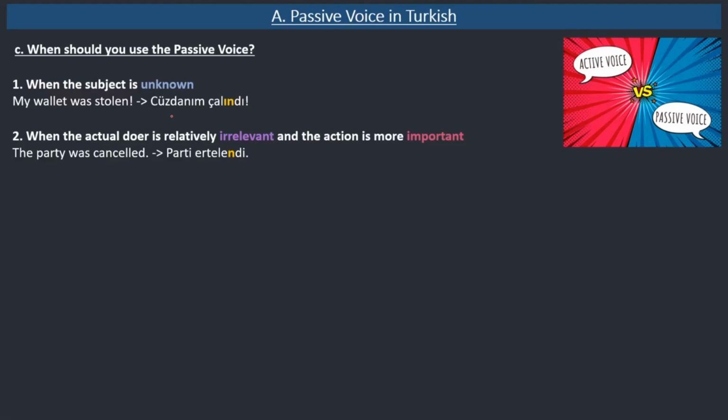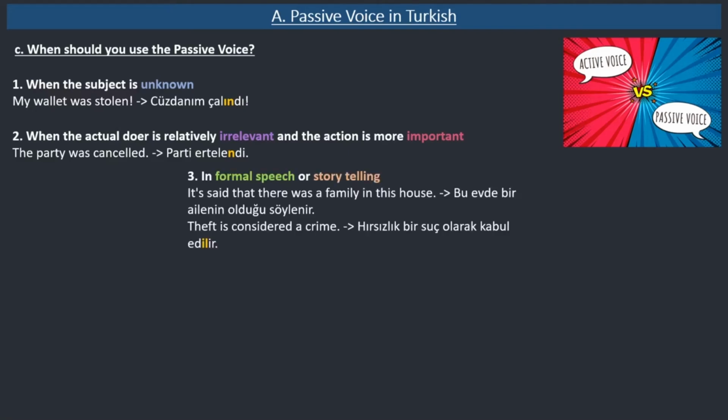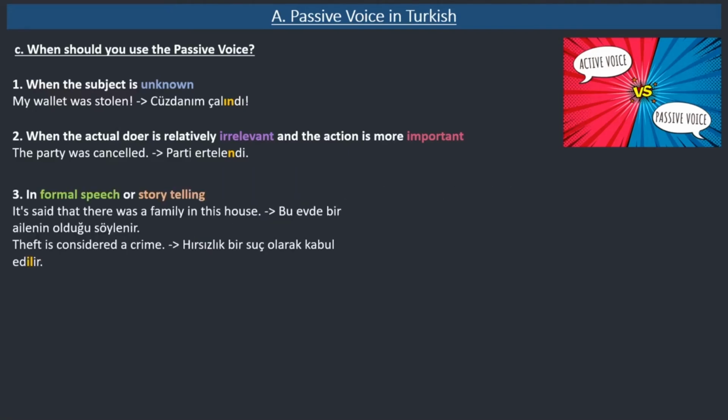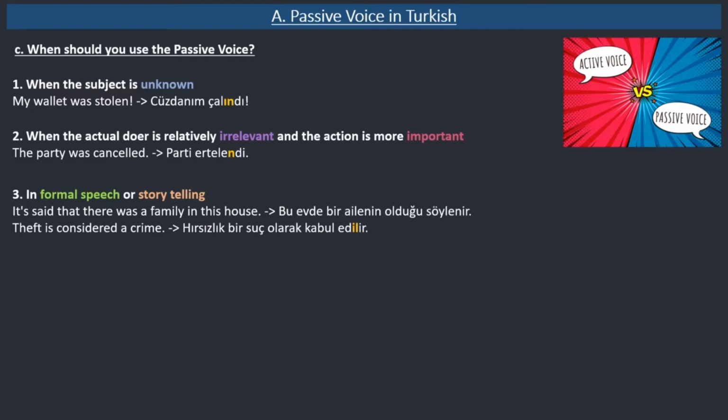The party being cancelled is what's important. I want to pay more attention to that detail. Parti ertelendi. So ertelemek means to postpone, ertelen, to be postponed, and d is the past tense. That part can change. In the next slide, we will see different tenses. For now, these examples are in the past tense. Okay, and the last one, when you use formal speech and storytelling.